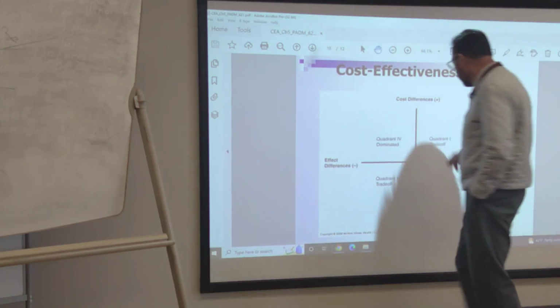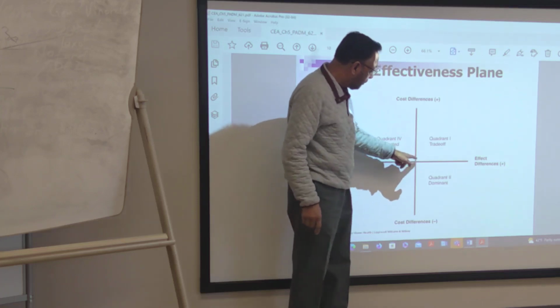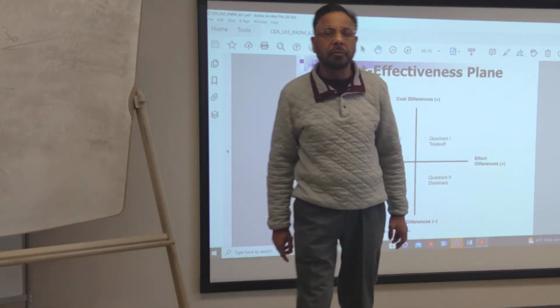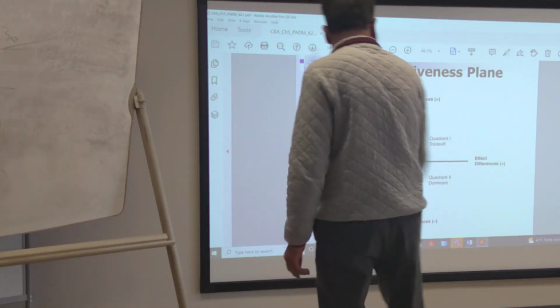Once I have a point, if I draw a line from the 0 point to that, the slope of it is nothing else but the cost effectiveness ratio. So this thing, right?